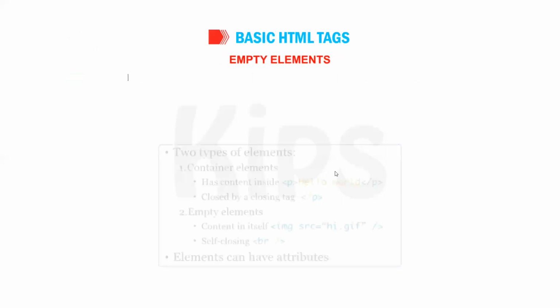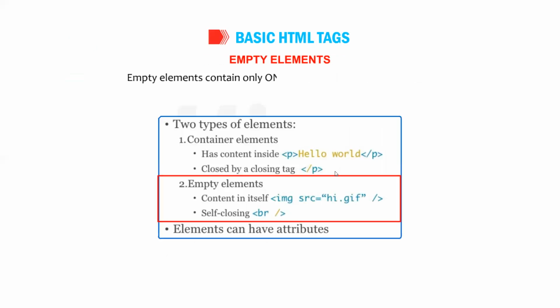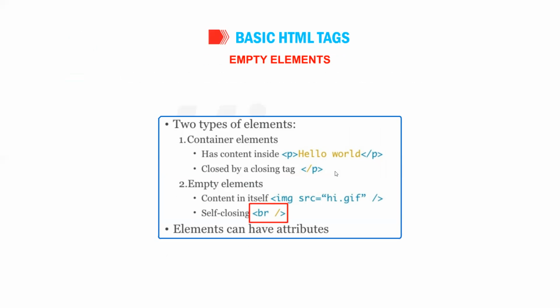Empty elements. Empty elements contain only on tags. They do not have off tags. These elements do not enclose any data. Instead, they do some function on their own. For example, BR tag. It neither has its corresponding off tag nor encloses any data. Its function is to break the line and display the text from the next line. You will learn more about BR tag later in this lesson.